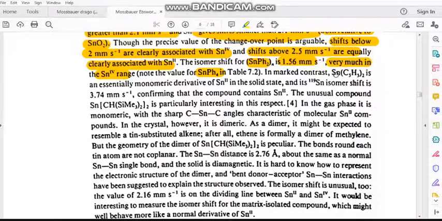In marked contrast, Sn(C5H5)2. Here in SnPh2 there is a carbon-tin bond, whereas here, like in ferrocene, the five carbon atoms are bonded to the tin atom. So Sn(C5H5)2 is essentially a monomeric derivative of tin 2 in the solid state, and its isomer shift is 3.74 mm per second. So there is a difference. It clearly indicates this species Sn(C5H5)2 is a monomeric derivative with tin 2, whereas (SnPh2)n, with an isomer shift value of 1.56, is clearly a polymeric one.